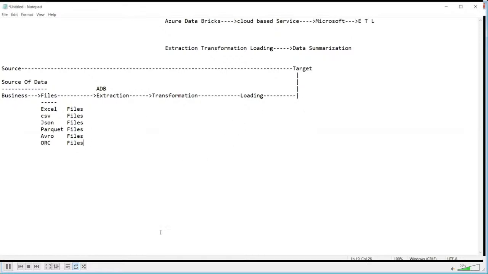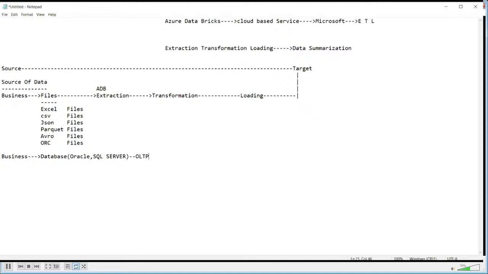Now, apart from getting the data from files, we can also get the data from the business in the form of a database. And the database can be an Oracle database, it can be a SQL Server database, it can be any type of database you have. When you receive the data from this kind of database, we can say that we have received the data from an OLTP system. What does OLTP stand for? OLTP stands for Online Transaction Process. That is called an OLTP system. You will receive the data. Getting my point?